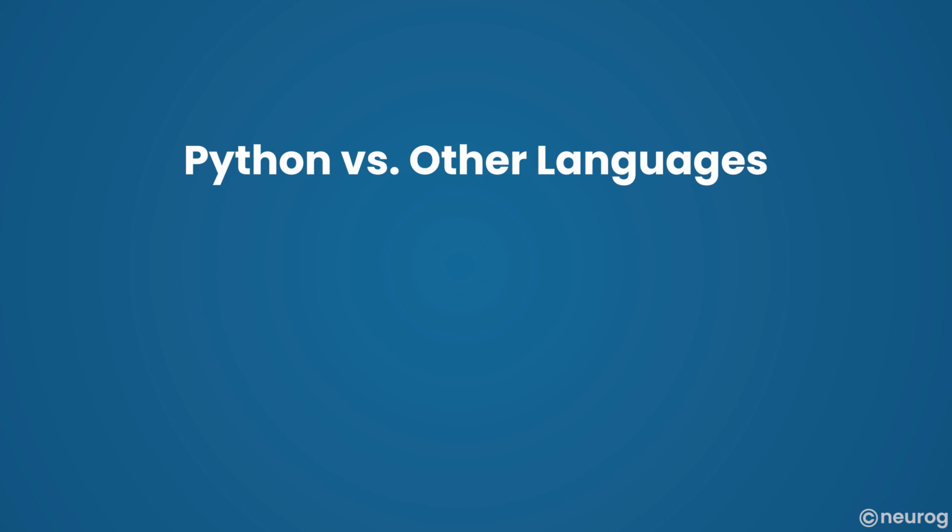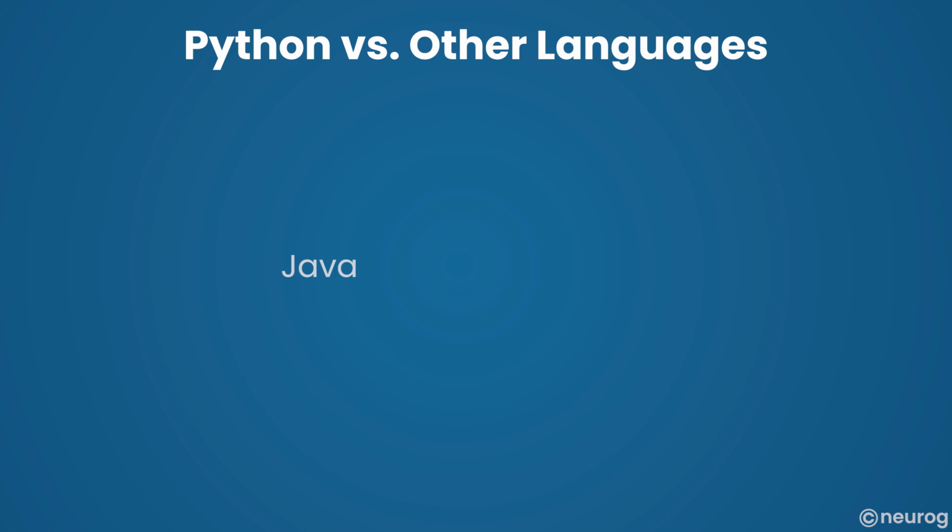Python is often compared to other programming languages like Java, C++, and Ruby. What sets Python apart is its simplicity and readability. Python's elegant syntax makes it easy for developers to write clean and concise code, reducing the chances of errors.